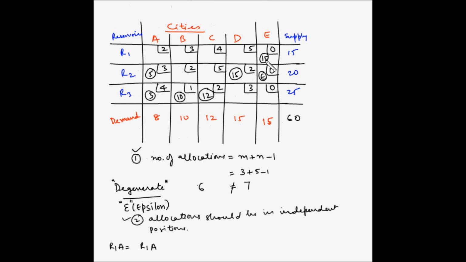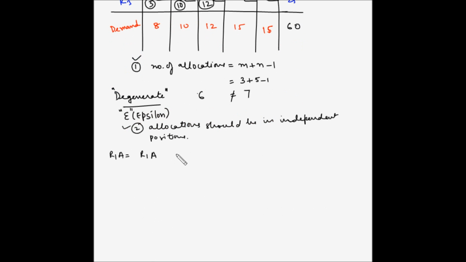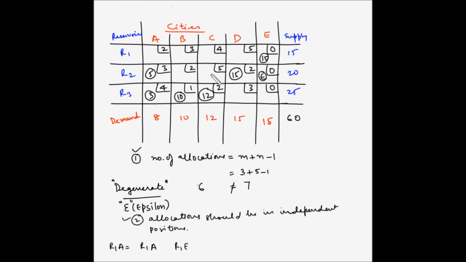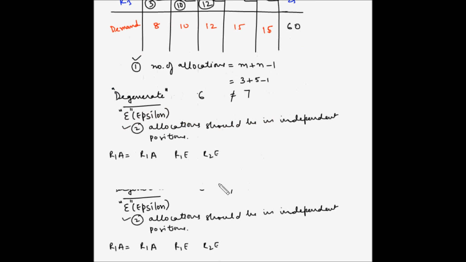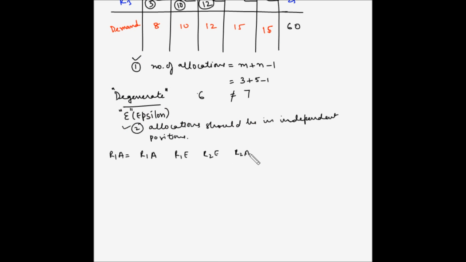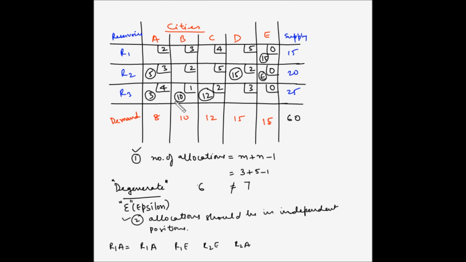R1A to R1E to R2E to R2A and then back to R1A. The next step is to assign alternate plus and minus signs on the closed path, starting with a plus sign on the water square. So basically why we are doing this is because we want to ensure that we don't violate the supply and demand constraints.